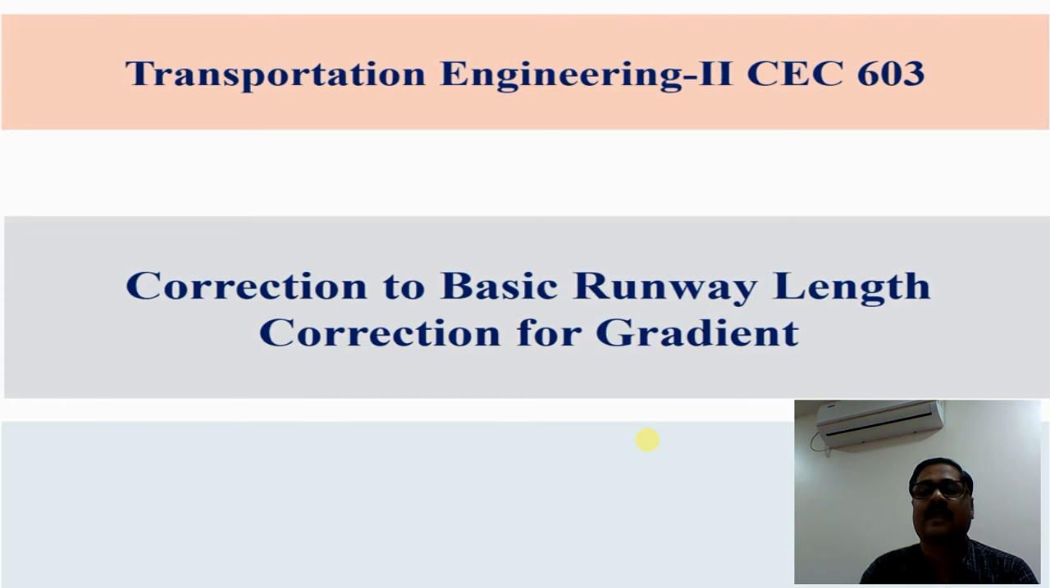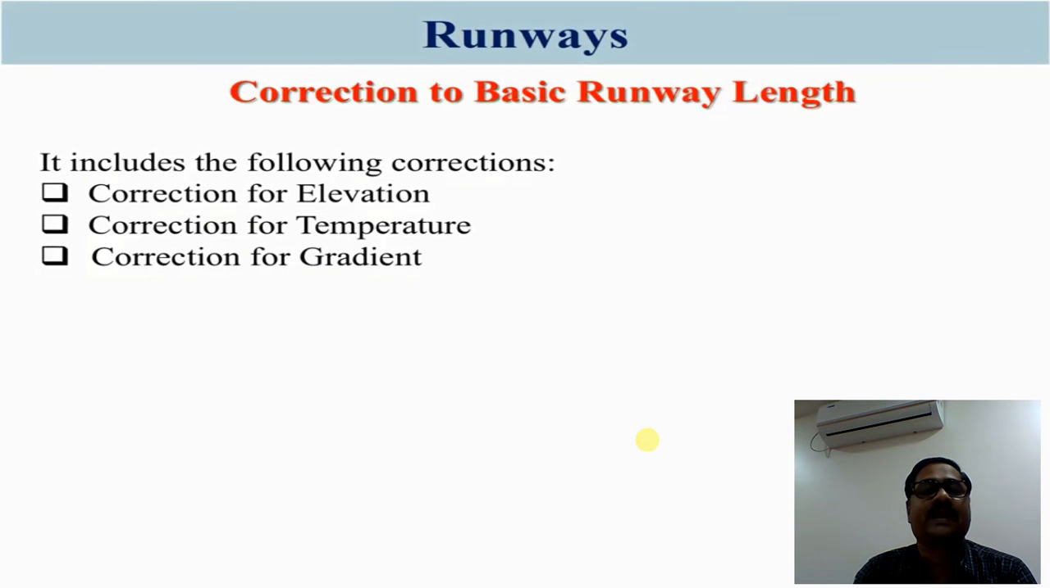Welcome dear students to our lecture series on Transportation Engineering 2, and today we are going to discuss correction to basic runway length, which is a very important topic of airport engineering from exam point of view. In today's lecture we are going to talk about correction to basic runway length, and the three corrections which we need to apply to basic runway length are correction for elevation, correction for temperature and correction for gradient.